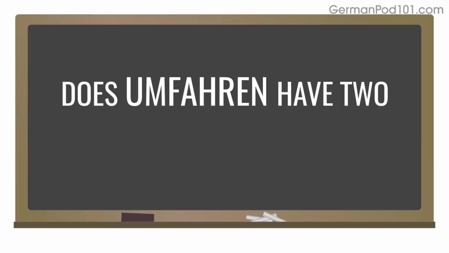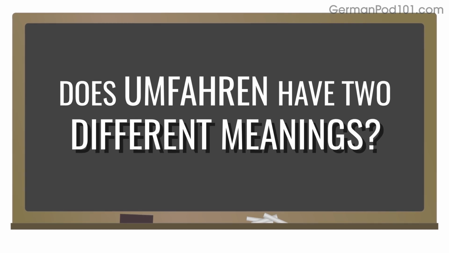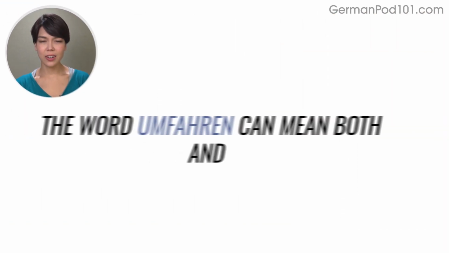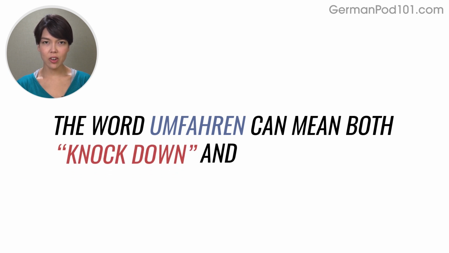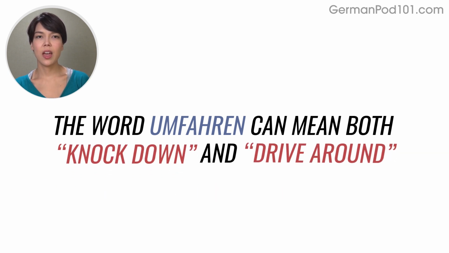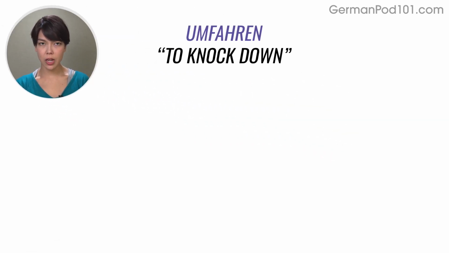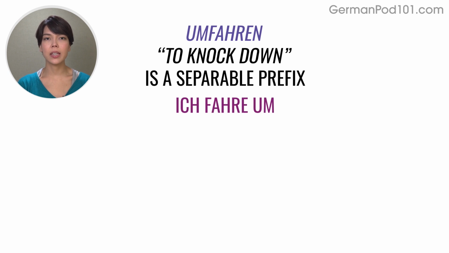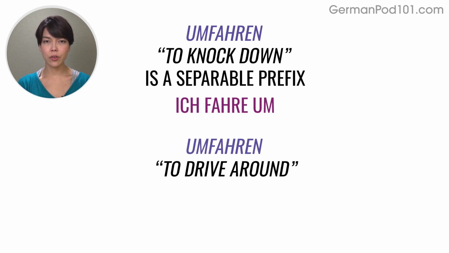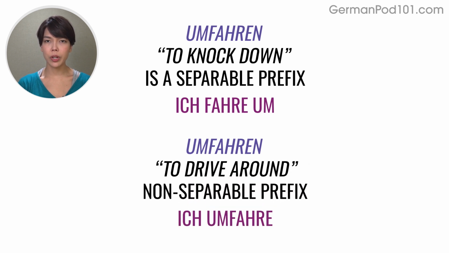Does umfahren have two different meanings? The word umfahren can mean both knock down and drive around in German. However, people can tell what it means by either the context of the sentence or the placement of stress on the word. The difference is that umfahren, to knock down, is a separable prefix like ich fahre um, while umfahren, meaning to drive around, is a non-separable prefix like ich umfahre.